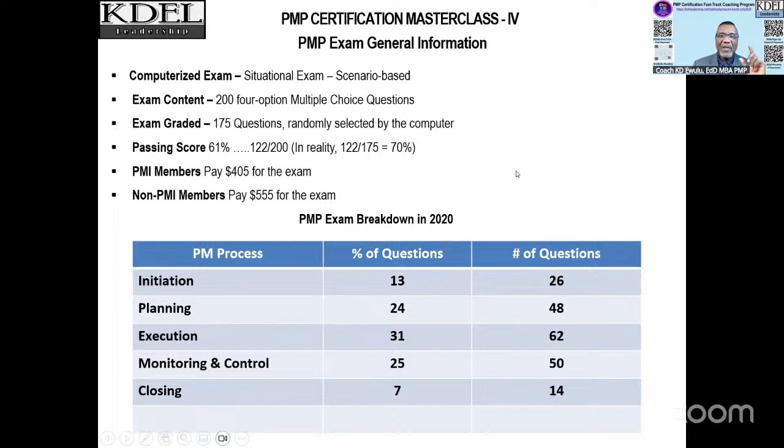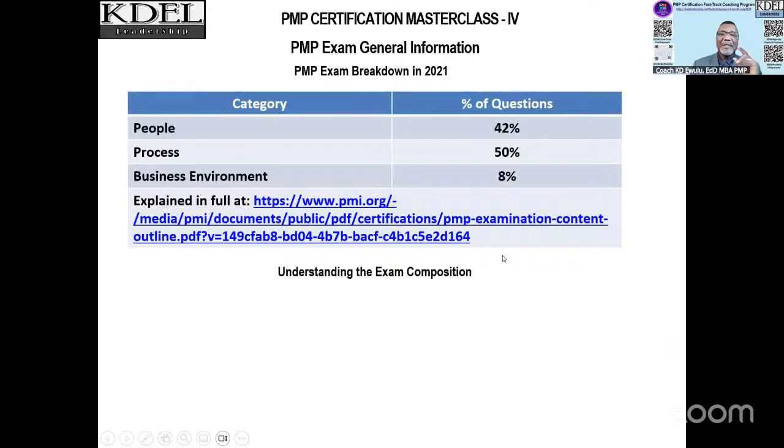Okay? Now let's look at some other information. In 2021, this was the exam breakdown. The categories were no longer the process groups. They were now the categories of people, process, and business environment. And if you look there, you see that 50% of the questions come from process, 42% of the questions come from people, and then the business environment only has 8%. This is explained in full. You can stop the video and use that link to get some more information as to the exam categorization and what to expect.